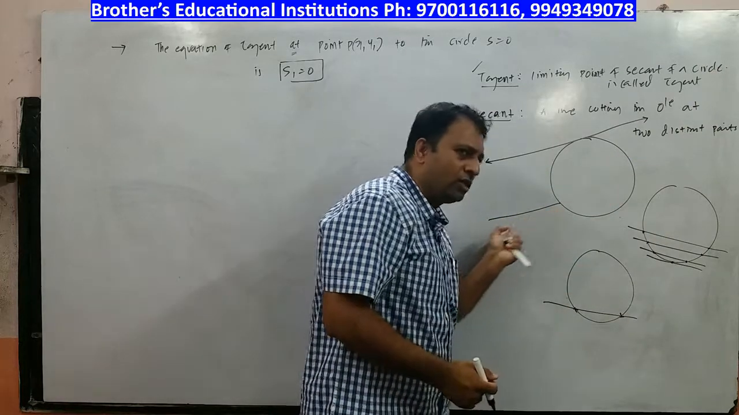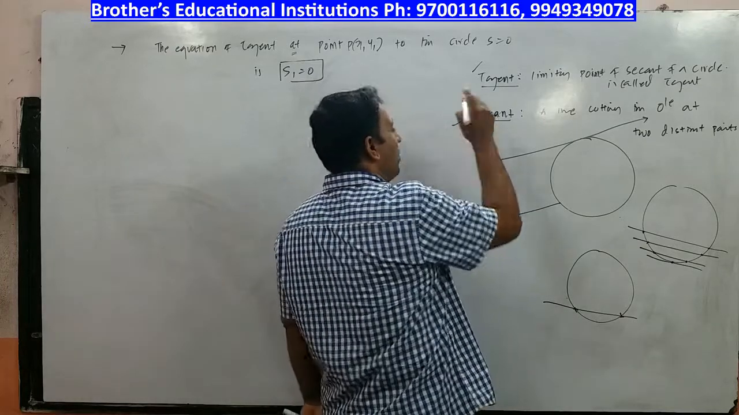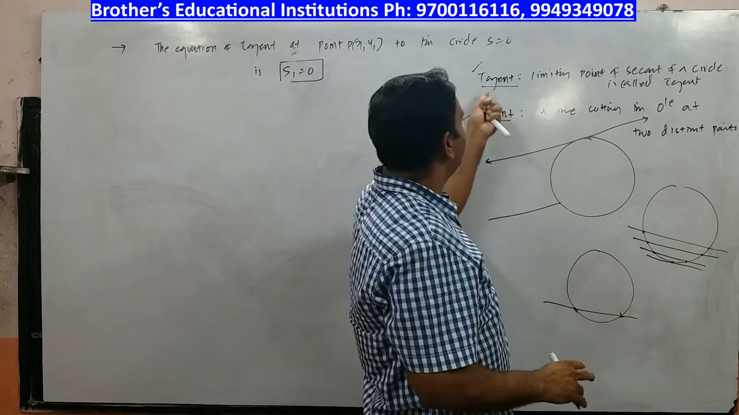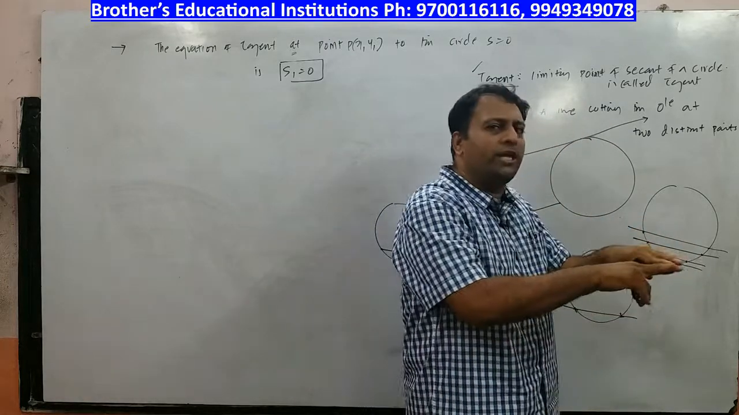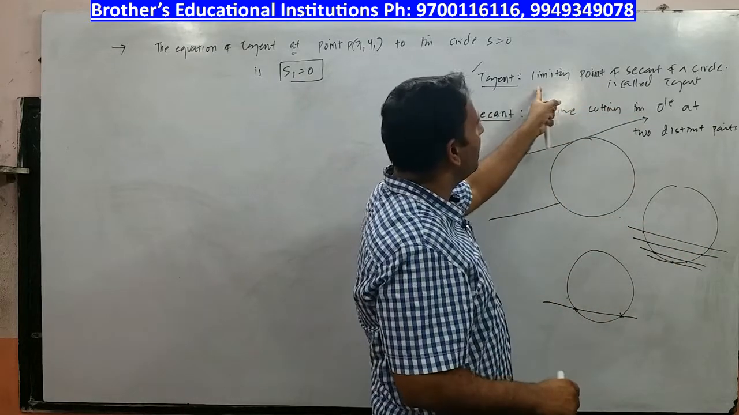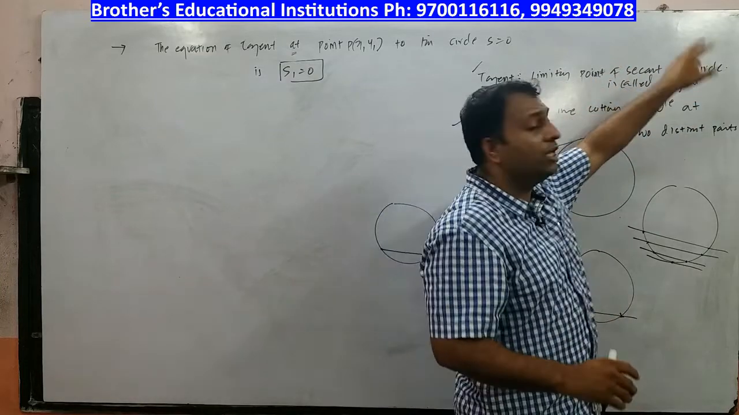So this line is also touching a circle at a point. So there becomes a complexity. So make sure that you understand what a secant is. A secant is a line cutting the circle at 2 distinct points, and that secant will become a tangent if the 2 distinct points are not distinct but become a unique point. That secant becomes a tangent. So you write limiting position of secant of a circle is called tangent.